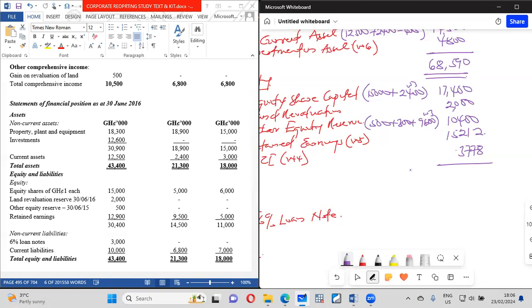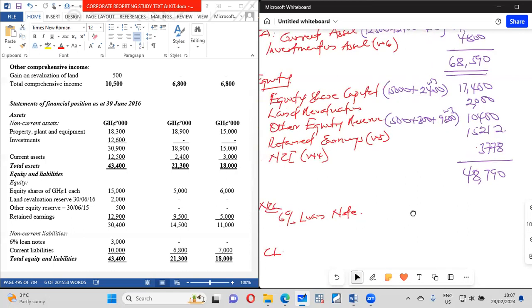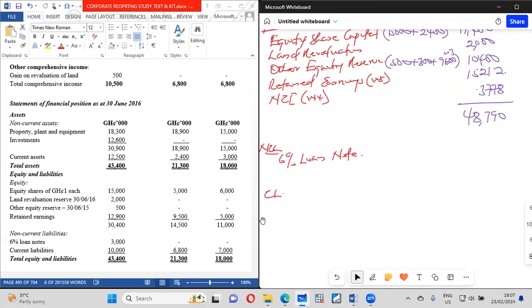Oh, sorry. It's 2,000, not 200. This thing appeared 200. So it's the revaluation reserve. So it's actually 48,790. So that's what I have. 48,790. All right. The loan stock, the loan here is 3,000.